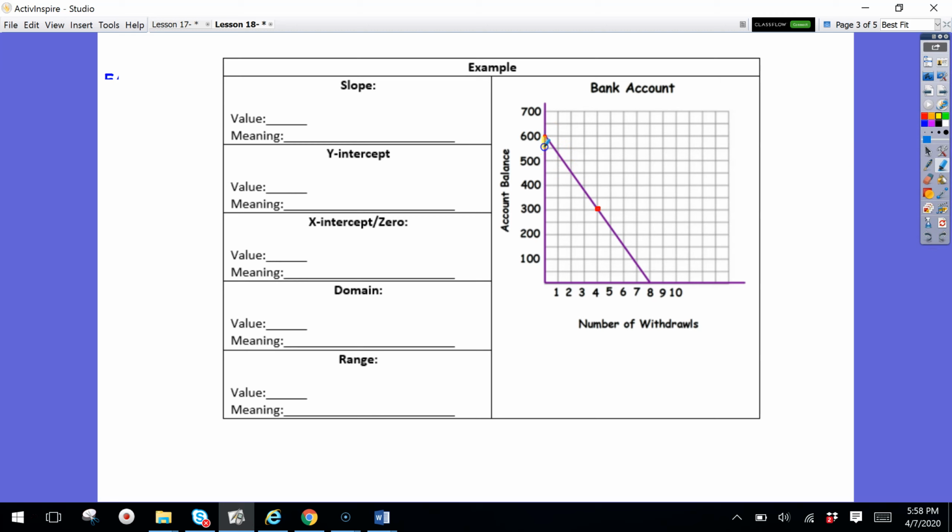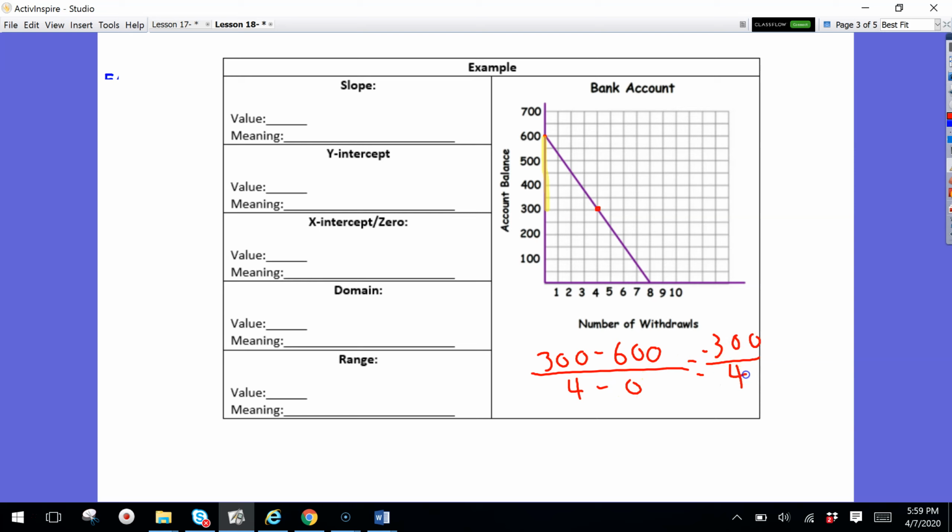I'm going to go ahead and highlight this. I went from 600 to 300 on my rise, so again, I'm going down. If we use our slope formula, we would do 300 minus 600, because we ended at 300. The x value of this point is 4, so we would do 4, and the x value of this point right here is 0, so we do minus 0. Then 300 minus 600 is negative 300.